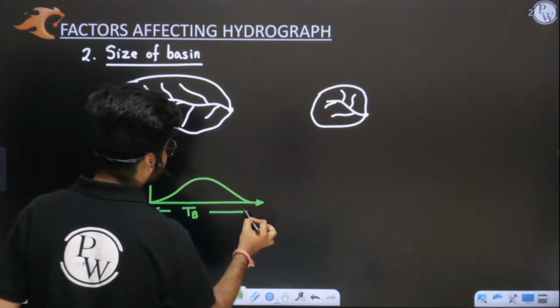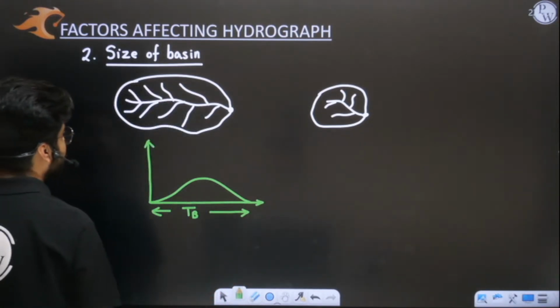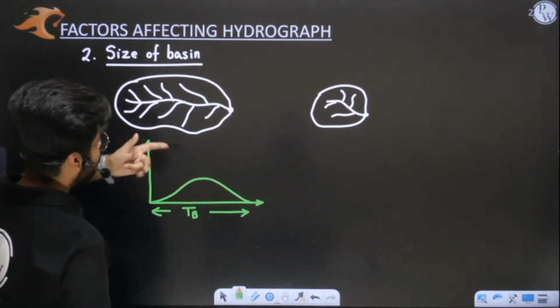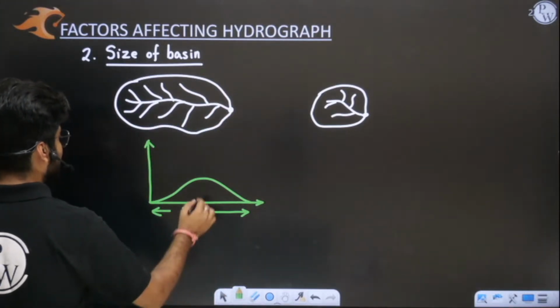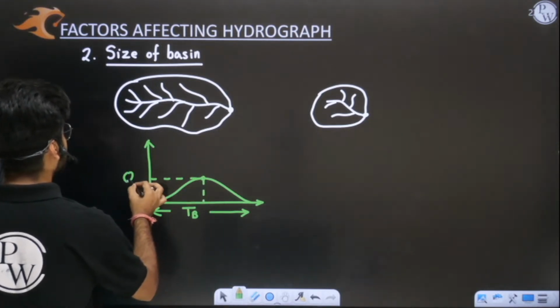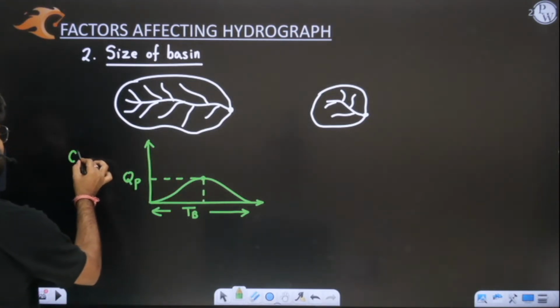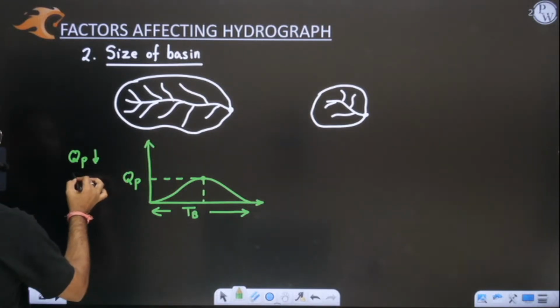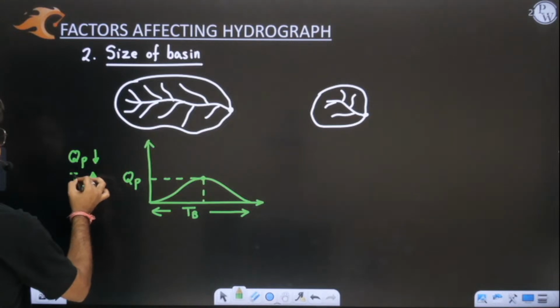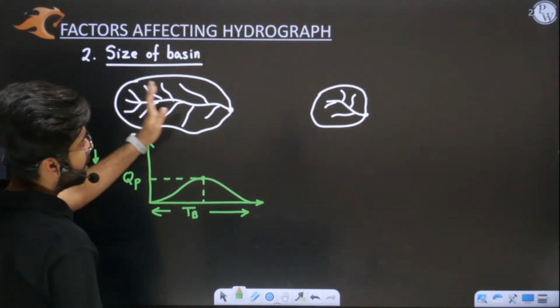Base time is very long. The entire catchment will start contributing to the outlet flow in a very long time, and peak discharge is less here. This is your peak discharge, that will be less. So in the first case I have lesser peak discharge and more base time, because the catchment is long, so obviously water will take time to reach the outlet.